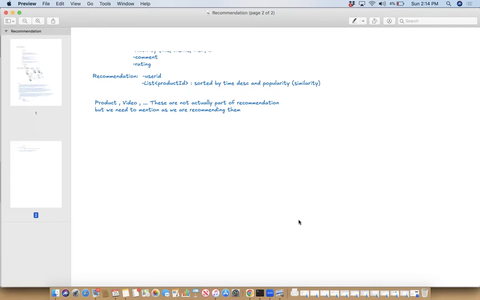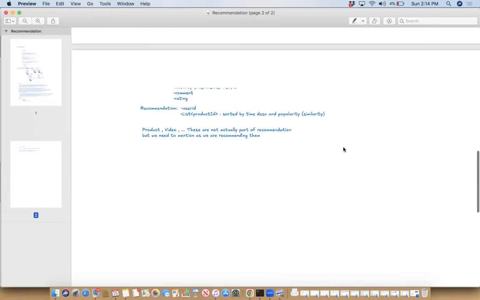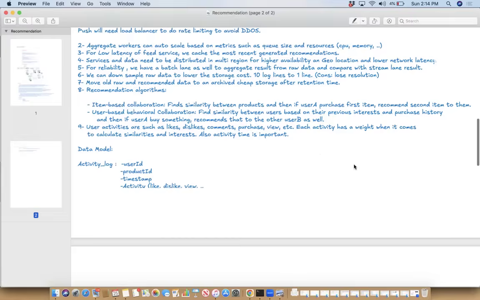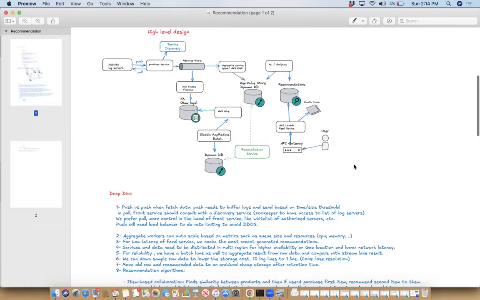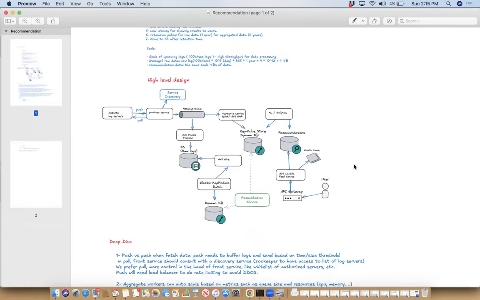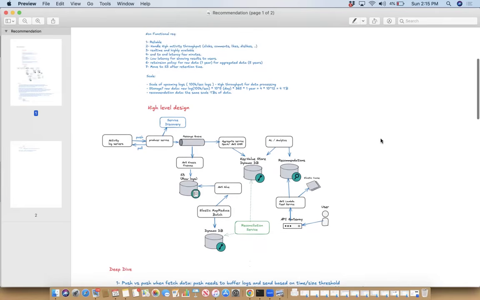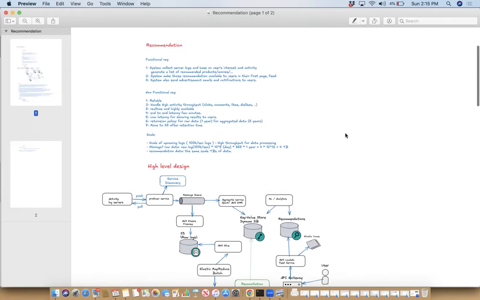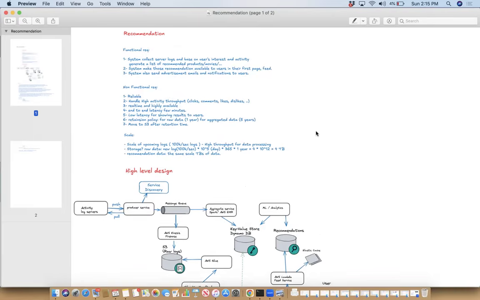I think this system is not responsible for keeping the specifications of product or video. These are not part of recommendation, but we need to mention them as we are recommending them. This is all I have for this system design. Again, the focus is on the engineering side, not the ML side. For the ML side, please refer to other ML system designs.